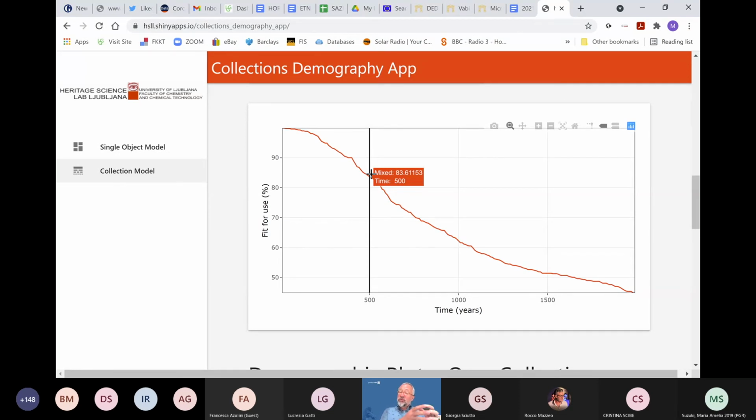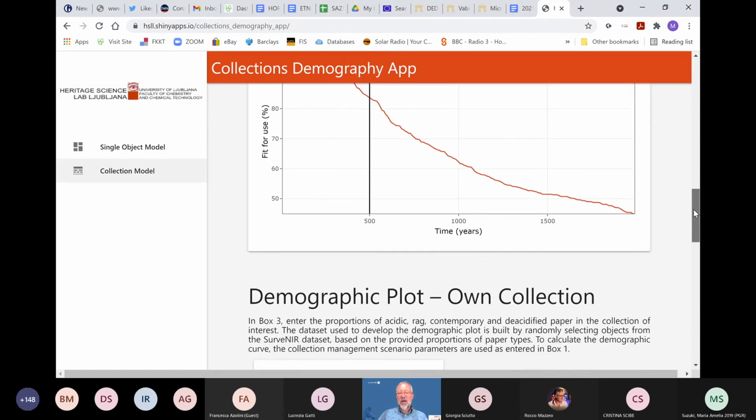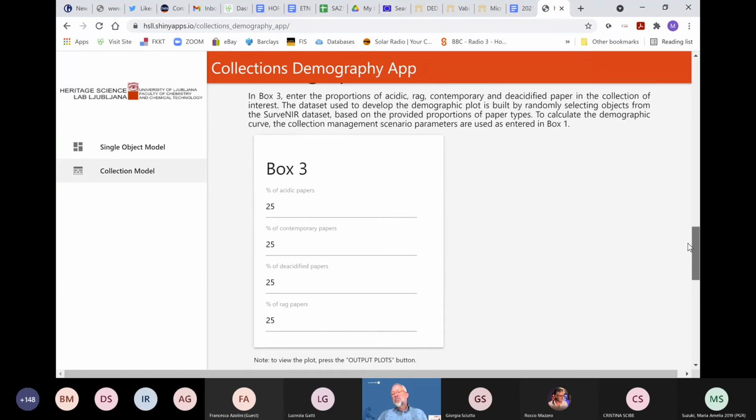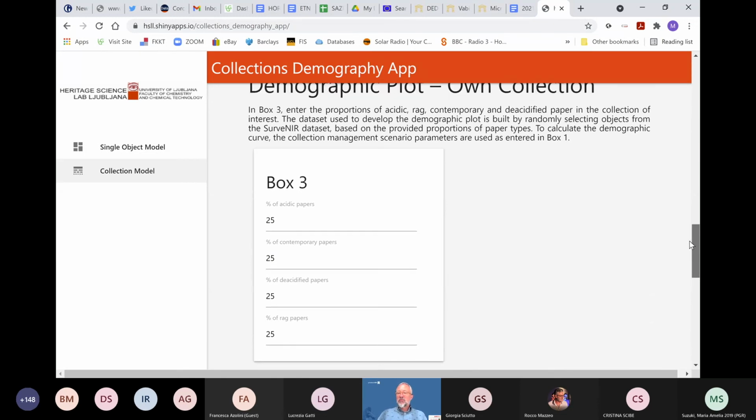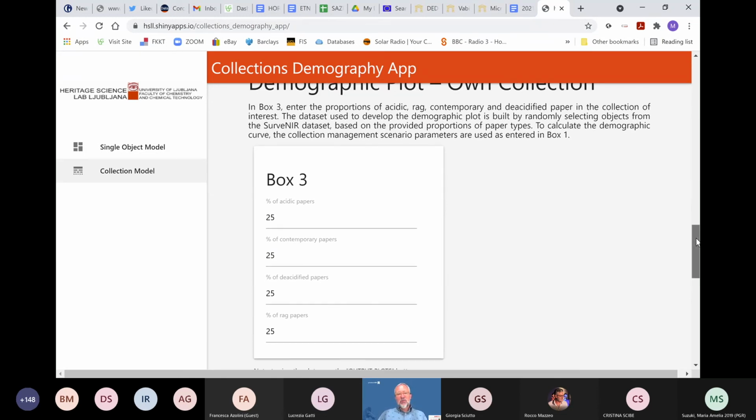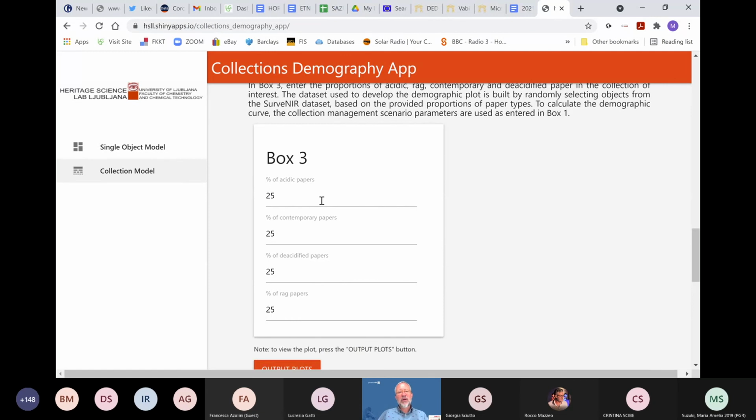Do they want to deacidify books, or do they want to keep them cool and invest a lot into energy throughout the next 500 years? That is one of the big questions that can be answered using this app. Now, various decision makers can model their own collections. They can model the composition of their collections.